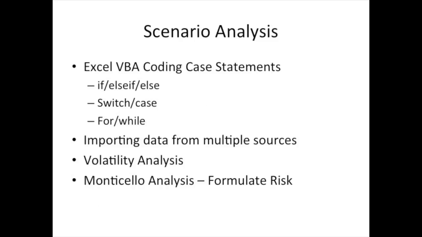So in our analysis for this, we're going to be using VBA Excel coding based statements: if-else statements, switch case, and for-while statements. We're going to import data from multiple sources and average those out to develop some sort of weighted average formula. Also, within the weighted average, we're going to do what's similar to stock analysis volatility in our players, using stats from previous years as well as the same year. Also, from there, we're going to do a little bit of Monte Carlo analysis to formulate the risk of each player within that volatility.